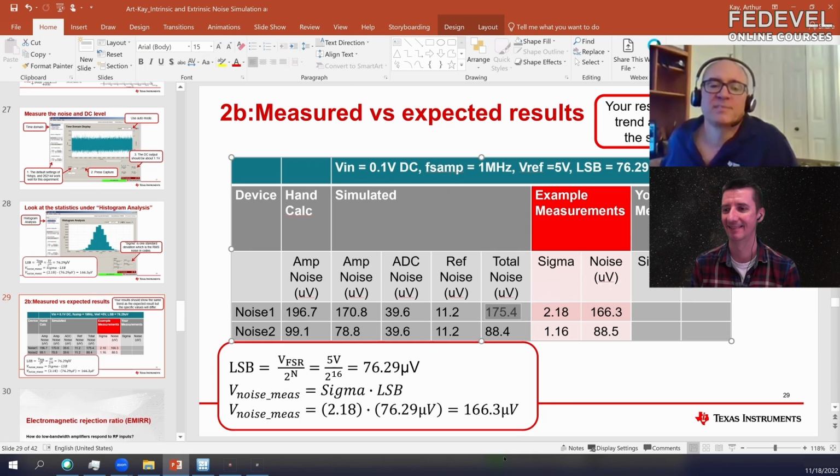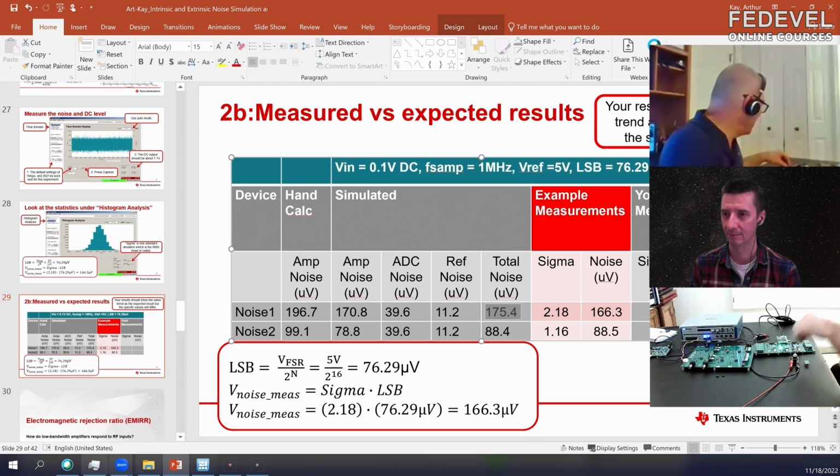Yeah, and in this case, the standard deviation was 2.18, so it's a little bit different than mine, but not much from what we're measuring now. And if we look at the calculated result, 166 microvolts, that compares very well to the measured result of 166.